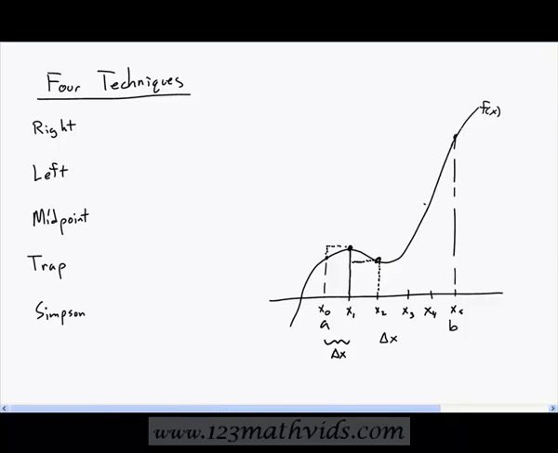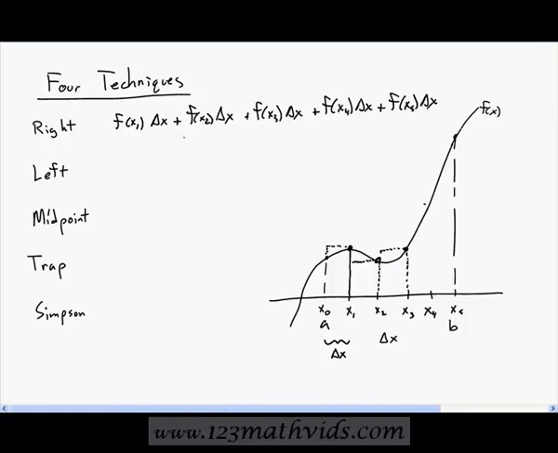And so what this would look like would be the function evaluated at x sub 1 times the base. That'd be the first box. The second box would be the function evaluated at x sub 2 times the base. The third would be the function evaluated at x sub 3 times the base. Then evaluated at x sub 4 times the base. And then the function evaluated at x sub 5 times the base.